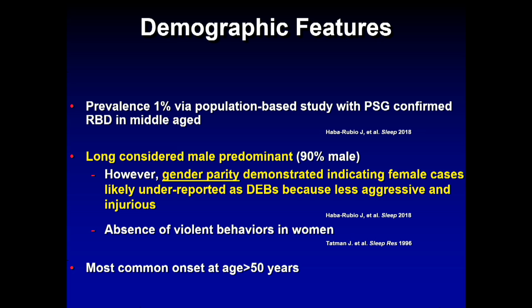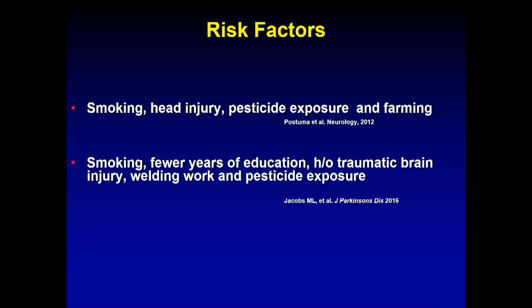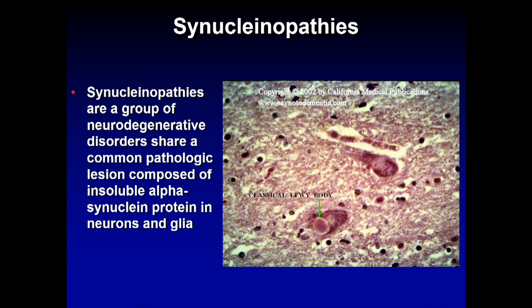Or I remember there was this one patient who was with a pot, and she was mixing the pot. Those sorts of things don't command a lot of concern, but it's still REM behavior disorder. And most commonly, this is going to present in people who are more than 50 years of age. Risk factors have been identified: smoking, head injury, pesticide exposure, farming. Another study found smoking also, fewer years of education, traumatic brain injury, welding work, pesticide exposure.